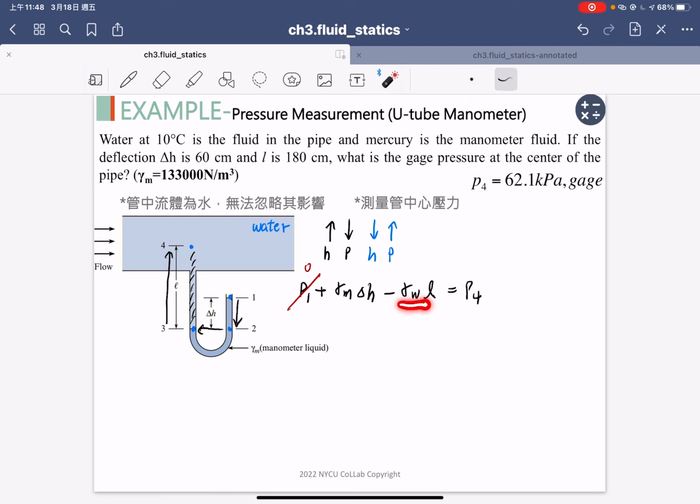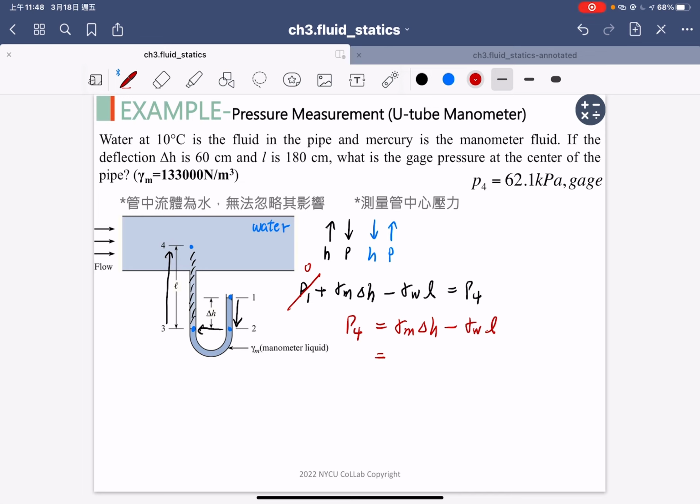In that case, we know that the P1 is 0, so finally we cannot neglect the effect from the water. In the previous slide, we neglected the gas, because the gamma gas is quite small compared to the gamma M. But the gamma W, we can't neglect in that condition. So the P4 in here is equal to gamma M delta H minus the gamma W L.